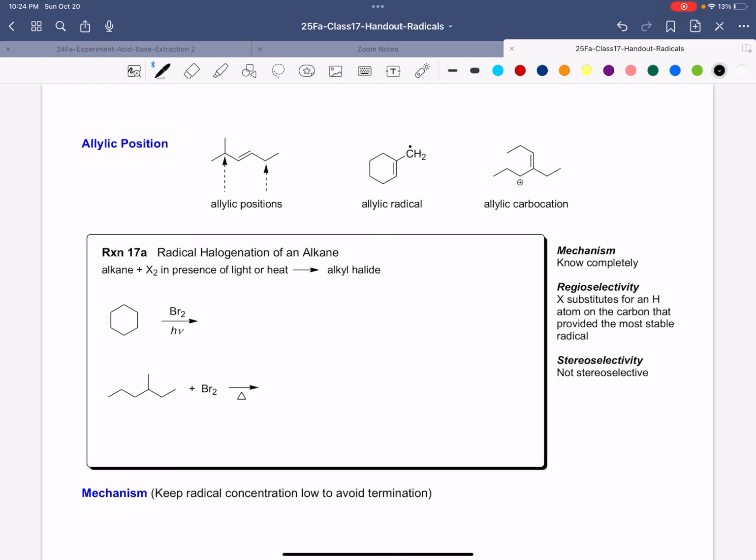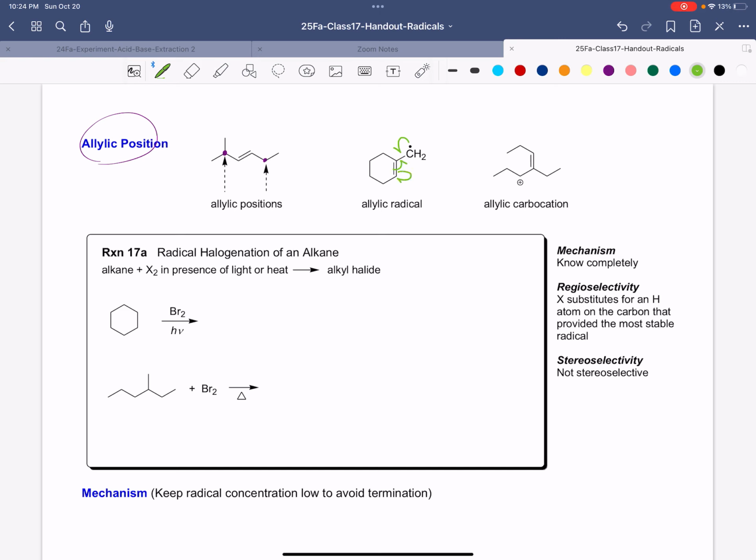Page 2 talks about the allylic position, which is very special. It's the carbon next to the double bond, and it's special because when you have a radical or a carbocation in the allylic position, then it can undergo resonance. So take a look at this. I didn't do this in class for either section, I don't think.